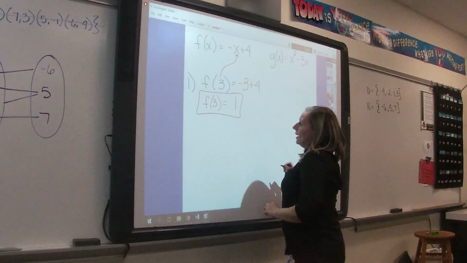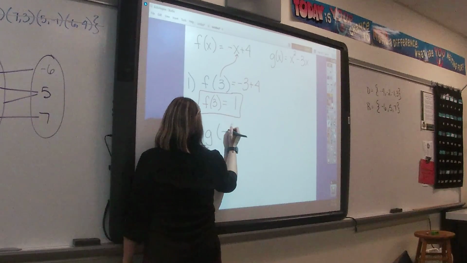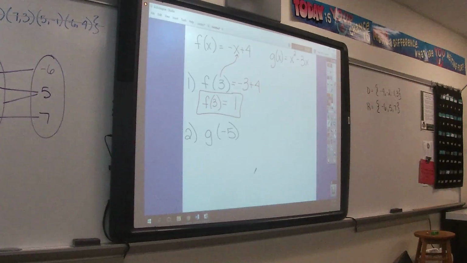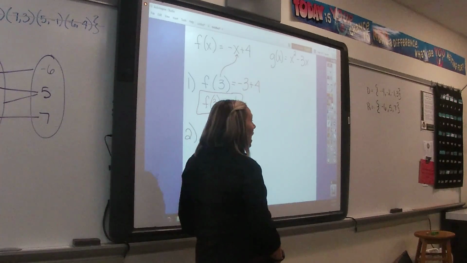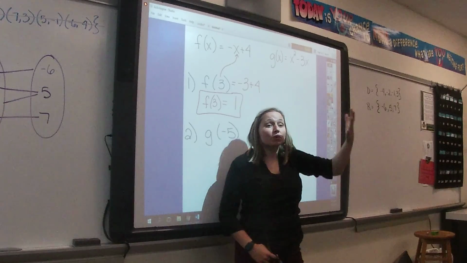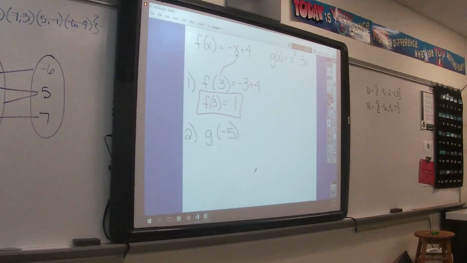What if I say g of negative 5? Then you would do negative 5 squared minus 3 times negative 5. We're going to plug in negative 5. How many times are we going to plug in negative 5? Both times, because that x shows up twice, so that negative 5 needs to go in for both of them.